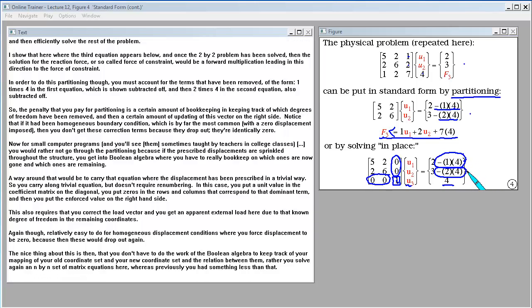Again, though, it is relatively easy to do for homogeneous displacement conditions where you force displacement to be zero, because then these would drop out again. The nice thing about this is then that you don't have to do the work of the Boolean algebra to keep track of your mapping of your old coordinate set and your new coordinate set and the relation between them. Rather, you solve again an n by n set of matrix equations here, whereas previously you had something less than that.